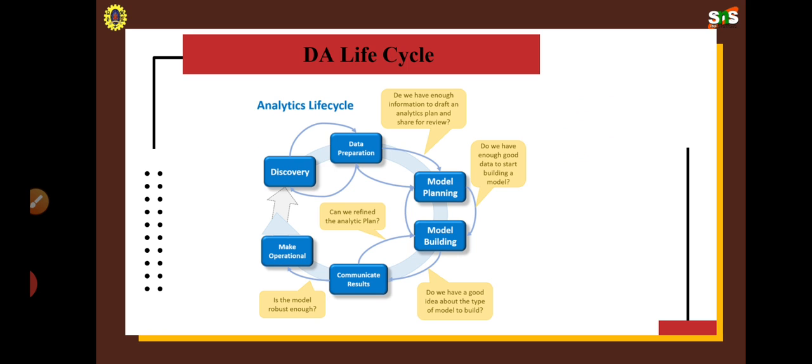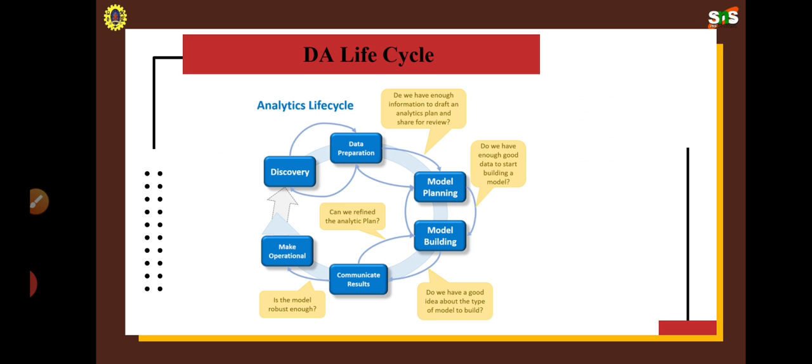First, you must predict the problem. That is known as discovery. So what's the real-time problem? You just understand that. Next, we are going to do data preparation. After getting the data from the massive collections, it may contain outliers, unknown data, and unwanted data. With the help of data pre-processing techniques, we can fetch the relevant data for the problem. So do we have enough information to draft an analytical plan and share it for review?